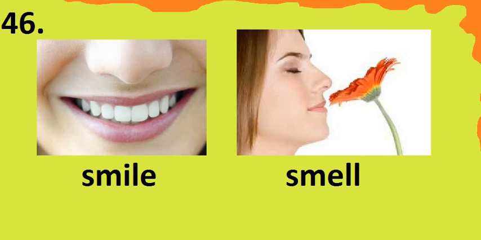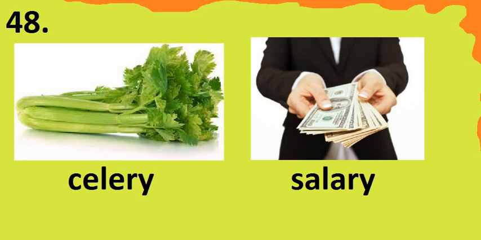Then we have smile and smell. Okay, these are very similar sounding words, and the pictures explain them quite clearly. So just be careful with the ending of the word. Smile, smell. Here we have celery and salary. Again, very similar sounding words. They're spelled differently, but the C and the S make the same sound. The only difference in the sound is the first E compared with the first A. Celery is a vegetable. Salary is the money you get paid for your work.